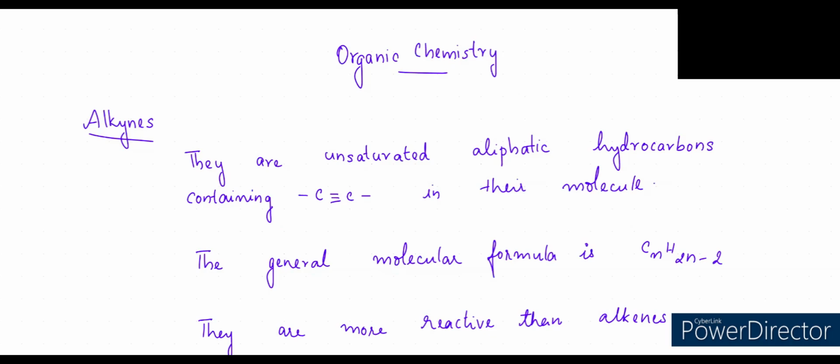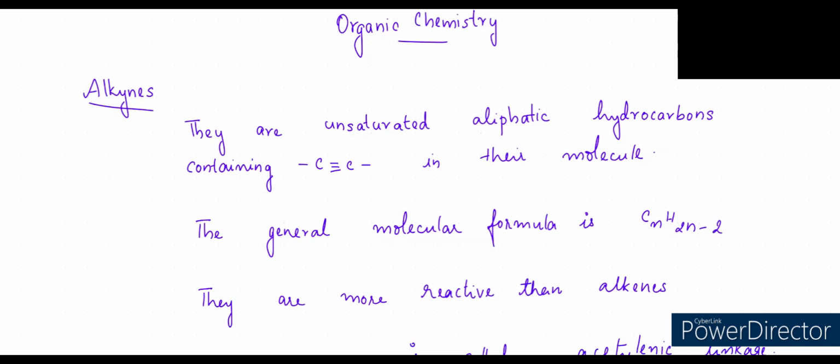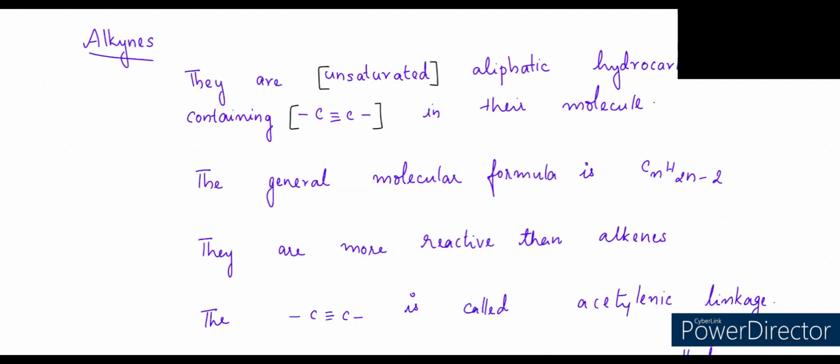What are alkynes? Alkynes are unsaturated hydrocarbons. Aliphatic, meaning open chain hydrocarbons, and they contain a C to C triple bond, carbon to carbon triple bond has to be present in an alkyne. The general molecular formula for alkyne is CnH2n minus 2.